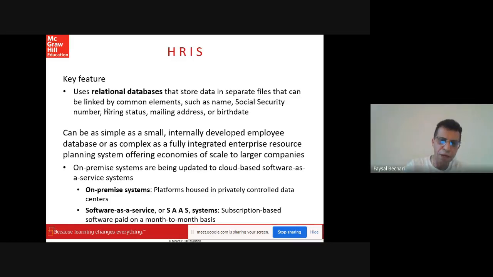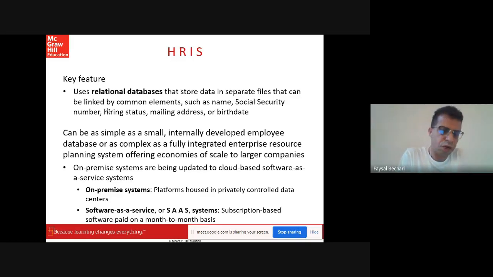So you have the database, you have the RDBMS, or the relational database, which goes and tracks things from them, and then you have the engine on top of it, and then you have the web base. The web base will order the engine, and the engine will ask this RDBMS or relational database to locate the data and select it. It can be as simple as a small internally developed employee database, or as complex as a fully integrated enterprise resource planning system offering economies of scale in larger companies.